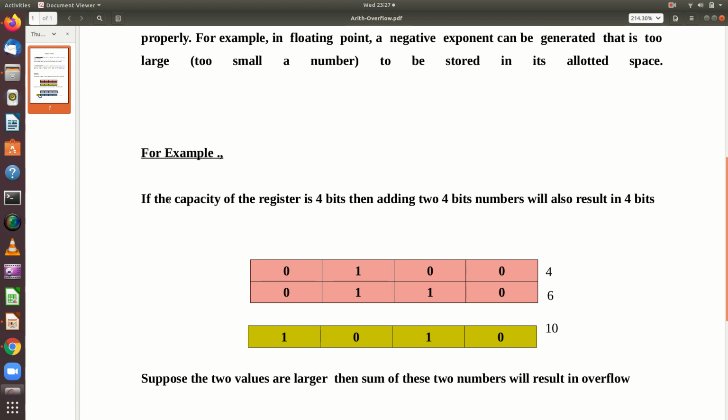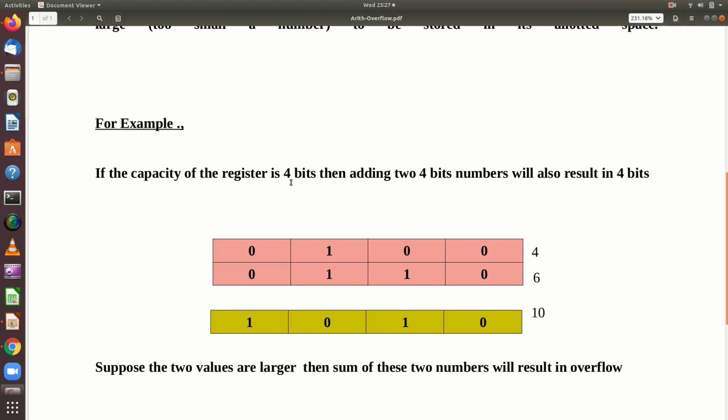If the capacity of the register is 4 bits, let us assume the capacity of the register is 4 bits. I am going to add two 4-bit numbers. Let me say 0100, which is representing decimal 4, and 0110 that represents decimal 6. If you try to add these two numbers, it must result in 4 bits. When you add these two numbers, you are going to get 1010, which is the correct result, which is equivalent to the decimal 10.